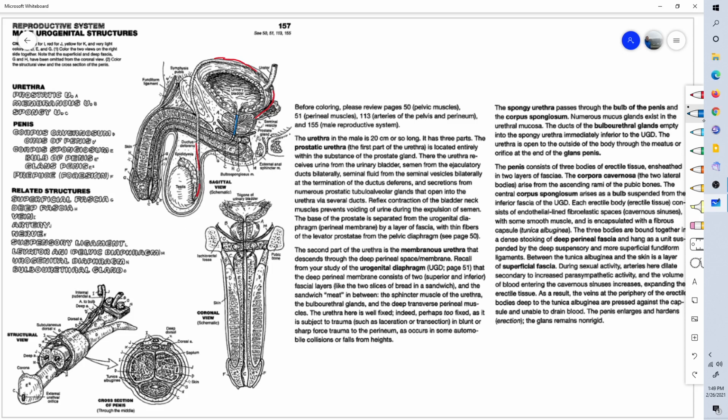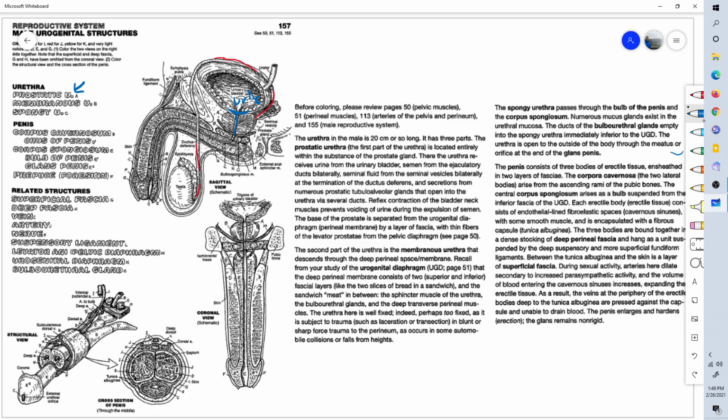And so you might wonder how, during ejaculation, why doesn't any urine enter the urethra? Well, there's a little muscle here that contracts and blocks off the passage of urine into the urethra, into the prostatic urethra at that time.